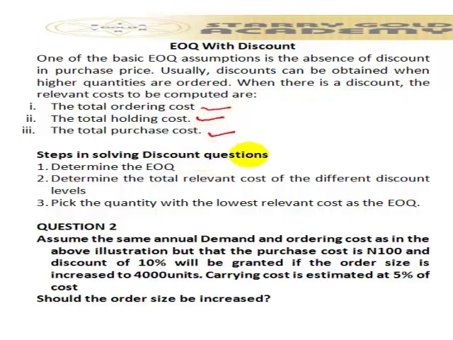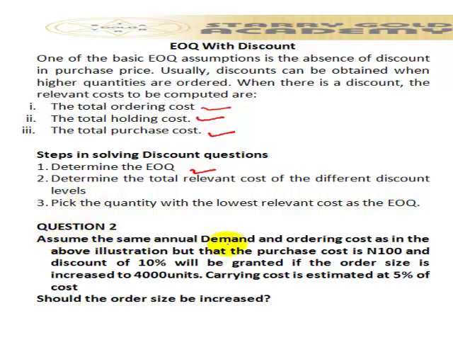The steps in solving discount questions are to determine the EOQ, determine the total relevant cost of the different discount levels, then pick the quantity with the lowest relevant cost as the EOQ.